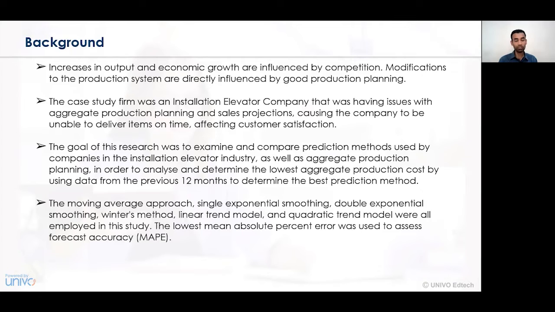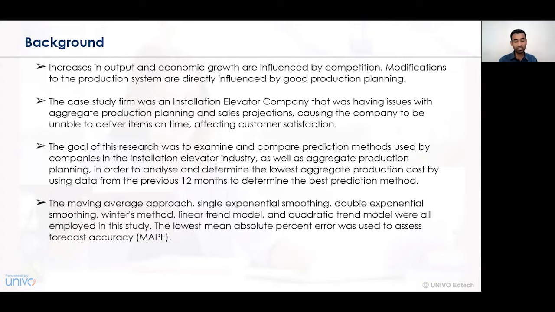Whichever option or trend was feasible, optimum and profitable to the organization, such trial and error techniques were undertaken, and accordingly the company came to a decision on which technique needed to be implemented. The MAPE, that is mean absolute percentage error, was identified, and the lowest mean absolute percentage error was used to assess the forecast accuracy.